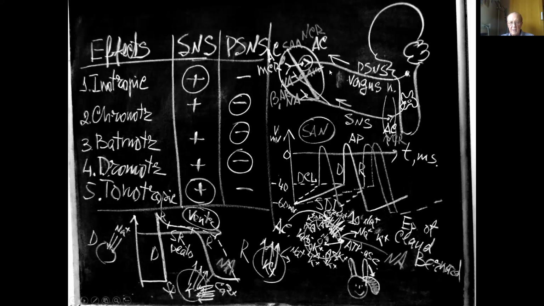What does the parasympathetic nervous system do with the help of the acetylcholine?